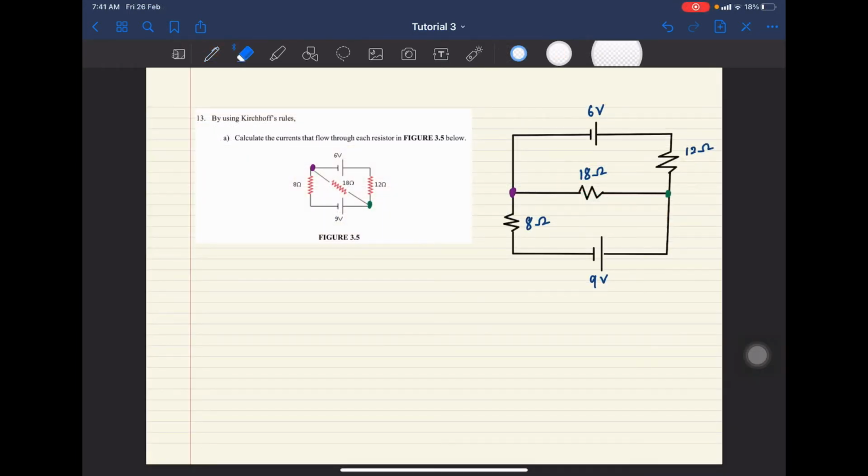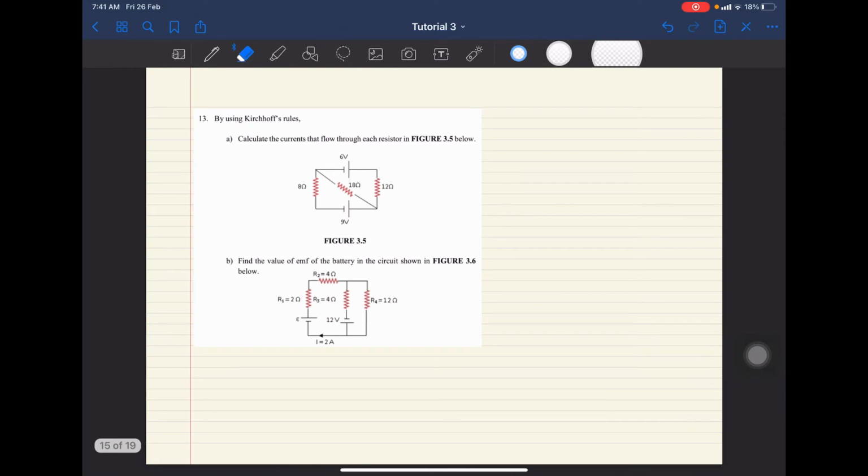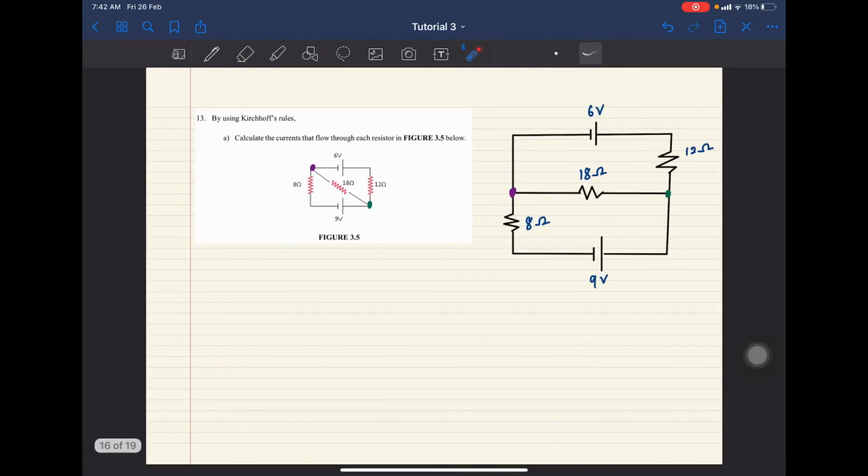Okay, for question number 13, actually it has two parts, A and B, but we're going to try question A first. Okay, if you look at the diagram here, you can see that actually the tricky part is over here, the one with the diagonal. So what I'm going to do is simply replace that with something that we are more familiar with. So I already drew this one, so it is much simpler, and I think this one you are used to seeing, so should be okay.